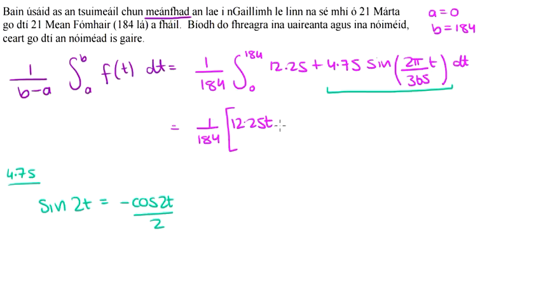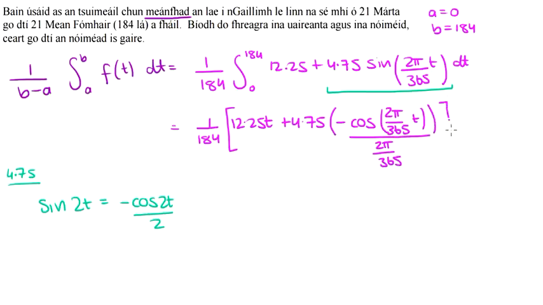So back to my function. We're going to have plus 4.75. So integrating now with sine, I'm going to get minus cosine of my angle, so 2 pi over 365 t. And like we had over 2, here we're going to have it over 2 pi over 365. And put in my intervals.